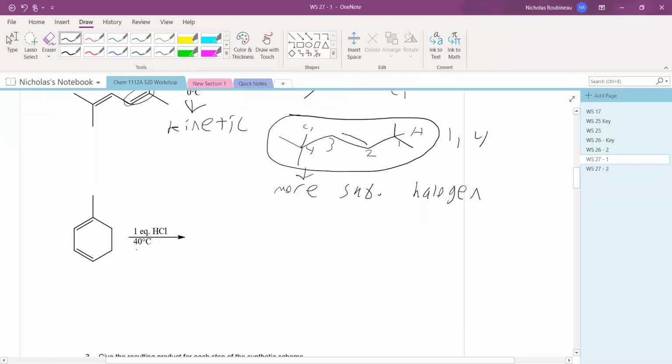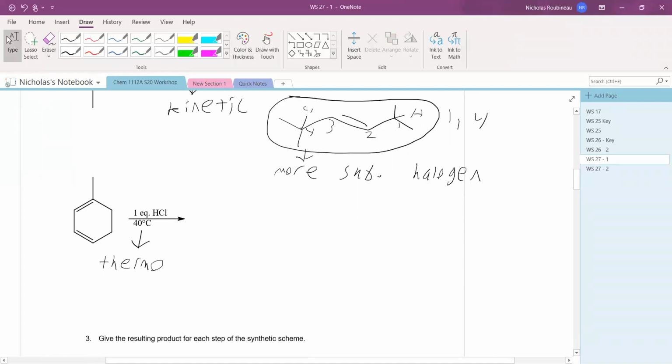Okay, so this one, it's at 40 degrees Celsius. So this is going to be thermodynamic control. And I ended up using this exact substrate last time, but I'm pretty sure my answer to that was wrong. So I also did kinetic control for that. And this one has a different reagent, so it's slightly different. I'm going to go over it correctly this time. So when we have thermodynamic control, we want the most stable product. So that means the most substituted double bond.